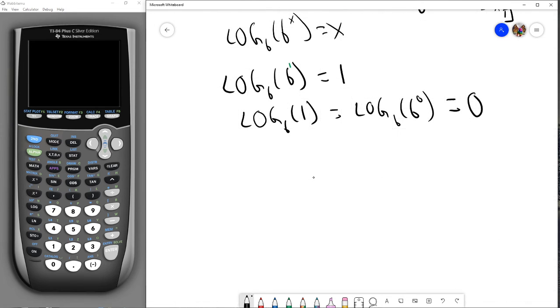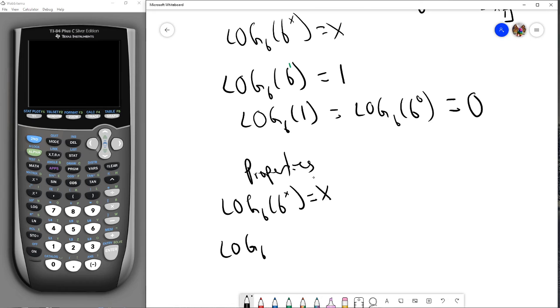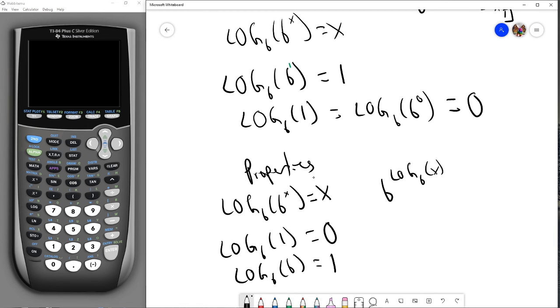So we could summarize our results as properties, quote unquote. We have log base b of b to the x is equal to x. Then we have these two other properties that pretty much just follow. If you plug in a 1 into a log, you get 0. If you plug the same value as the base into a log, you get out 1. And then we have b to the log base b of x is equal to x.